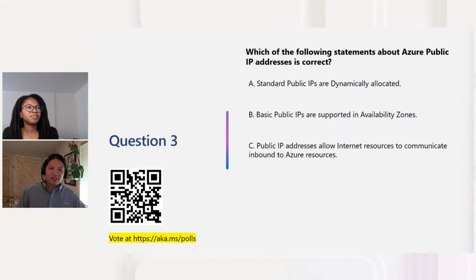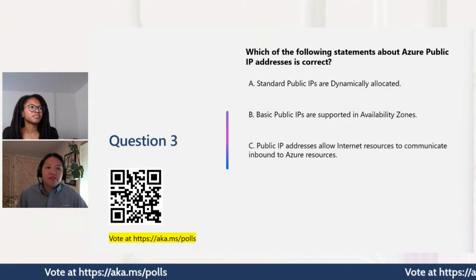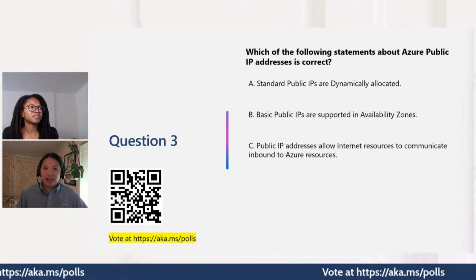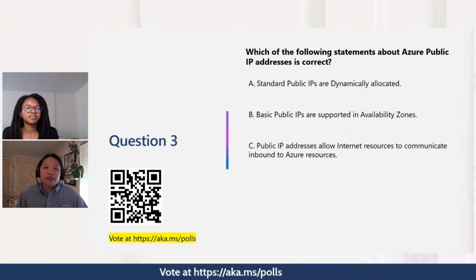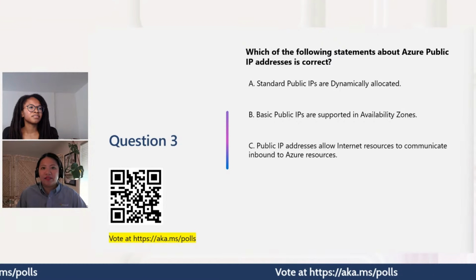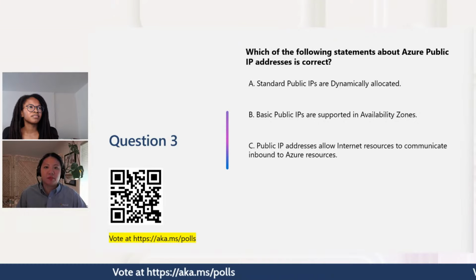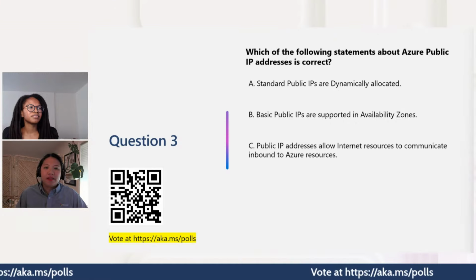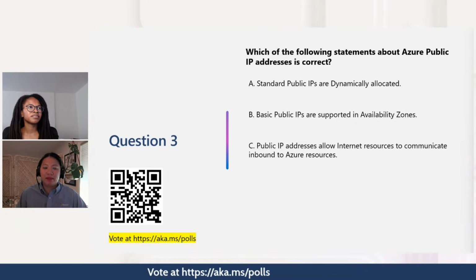So here's our question. Which of the following statements about Azure public IP addresses is correct? And these are your options. A, standard public IPs are dynamically allocated. B, basic public IPs are supported in availability zones. And C, public IP addresses allow internet resources to communicate inbound to Azure resources.